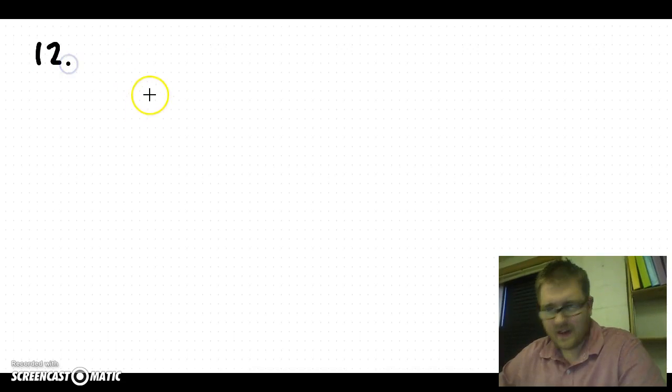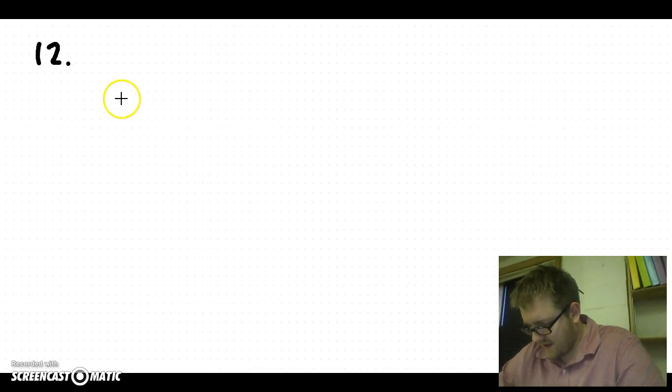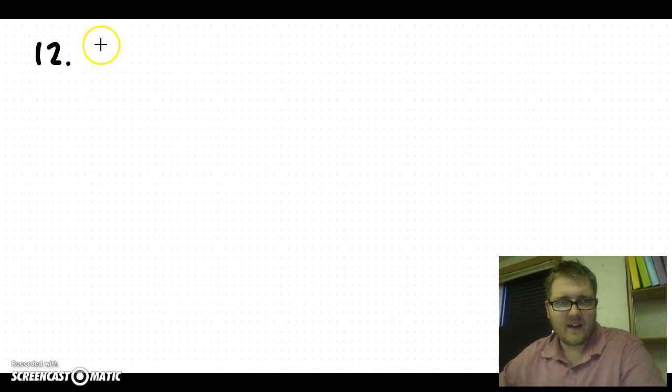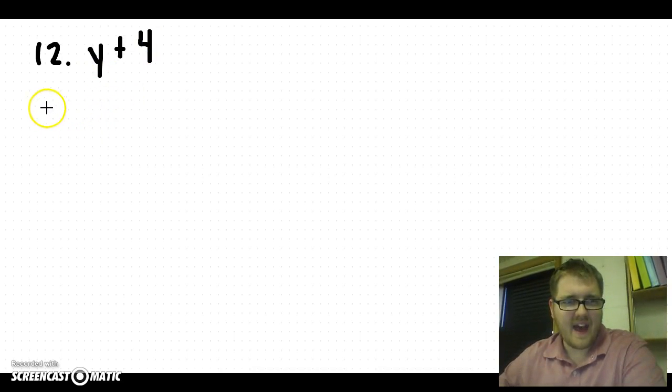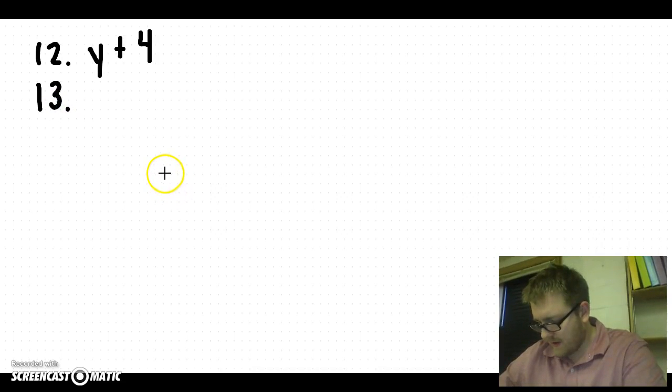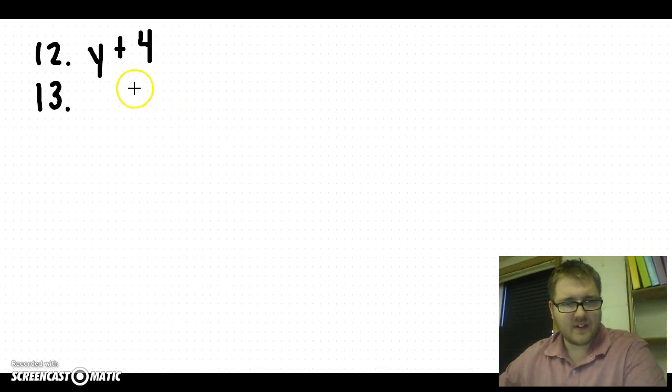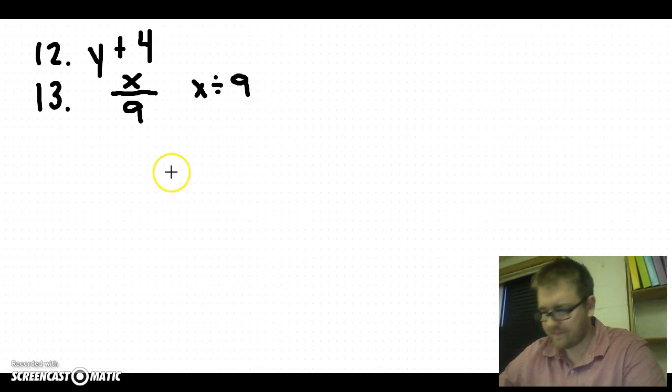So now for number 12, we're translating into an algebraic expression. So 4 more than y would be y plus 4. I could also write that 4 plus y. I'm basically adding 4 to the variable y. For 13, the quotient of x and 9. Remember, quotient means divide. So I can write that x over 9 or x divided by 9.